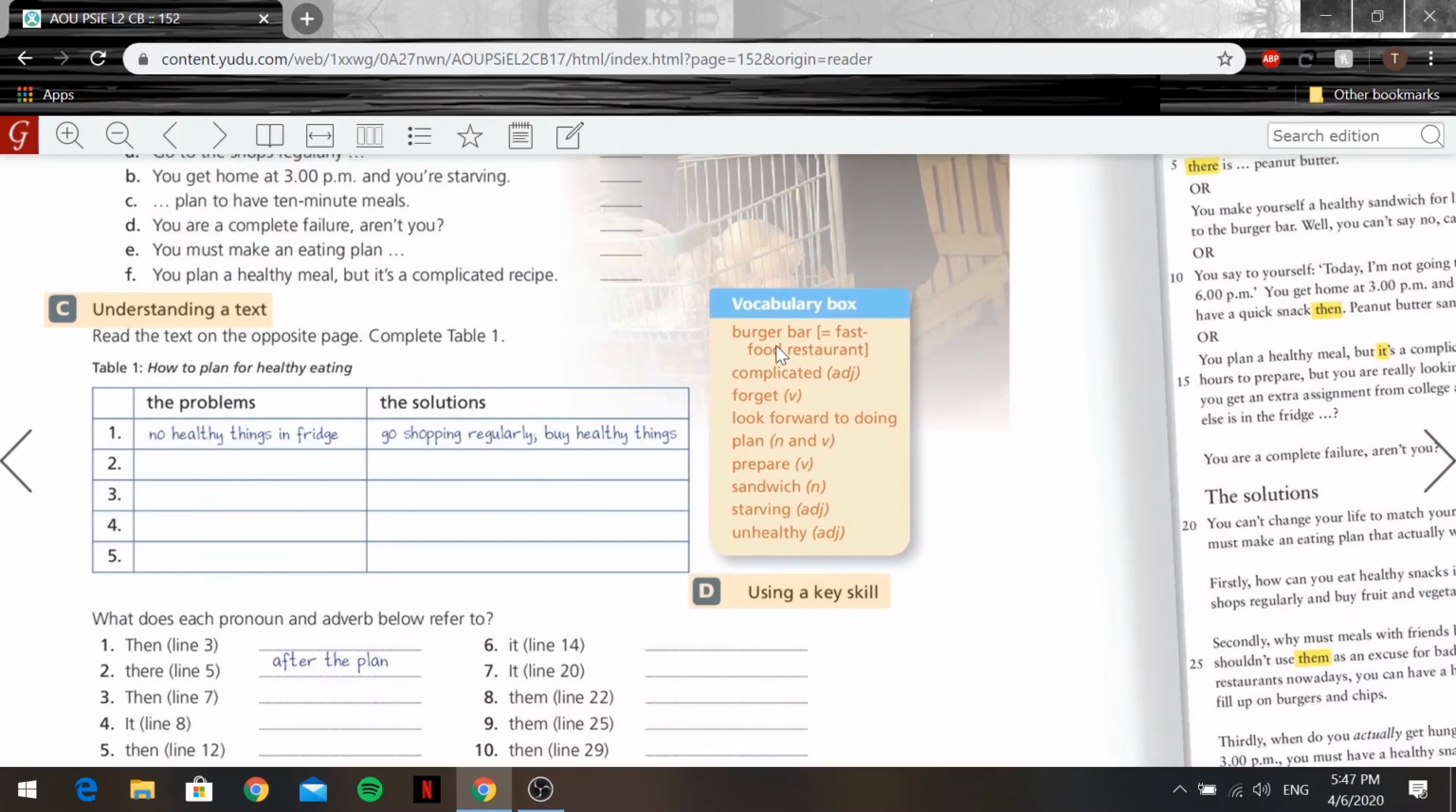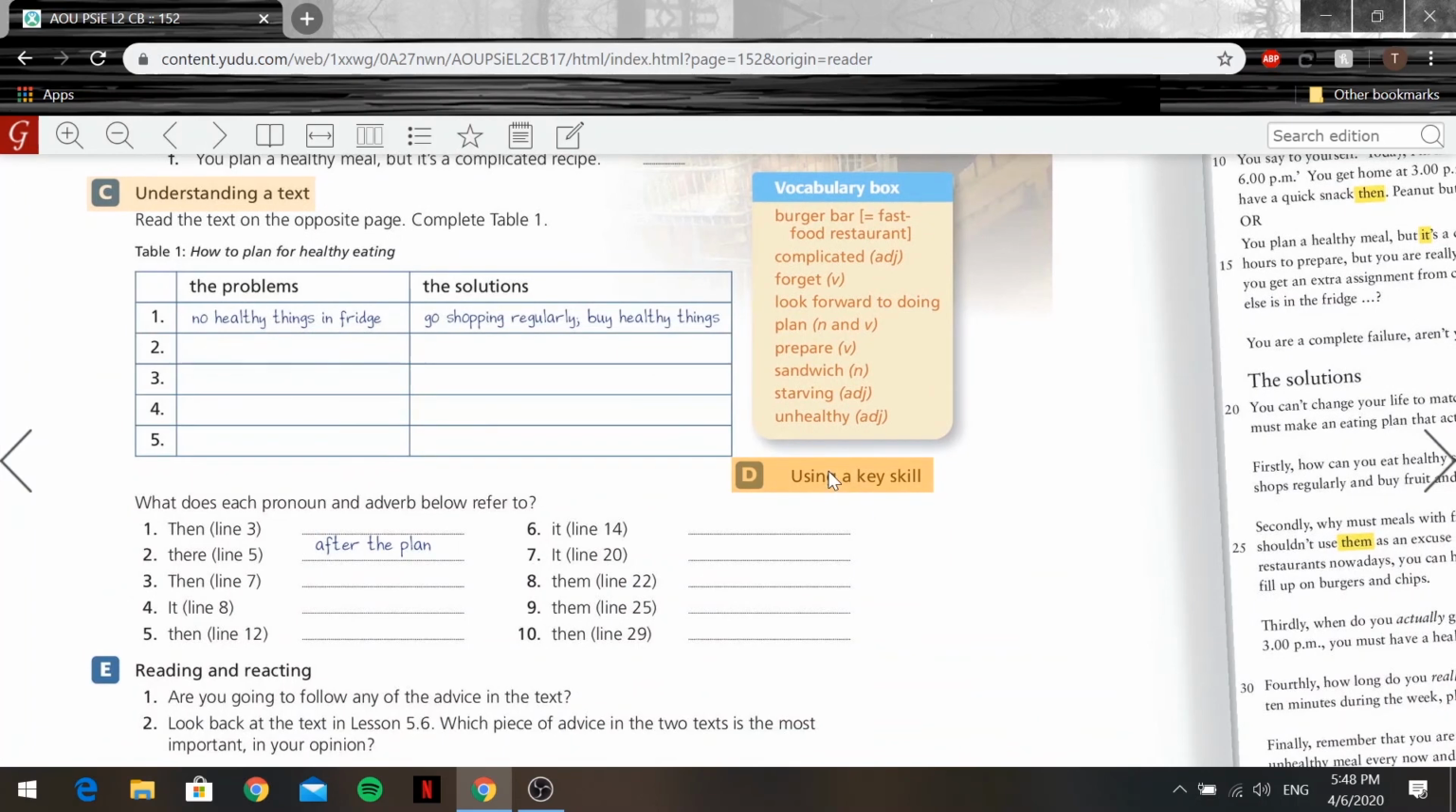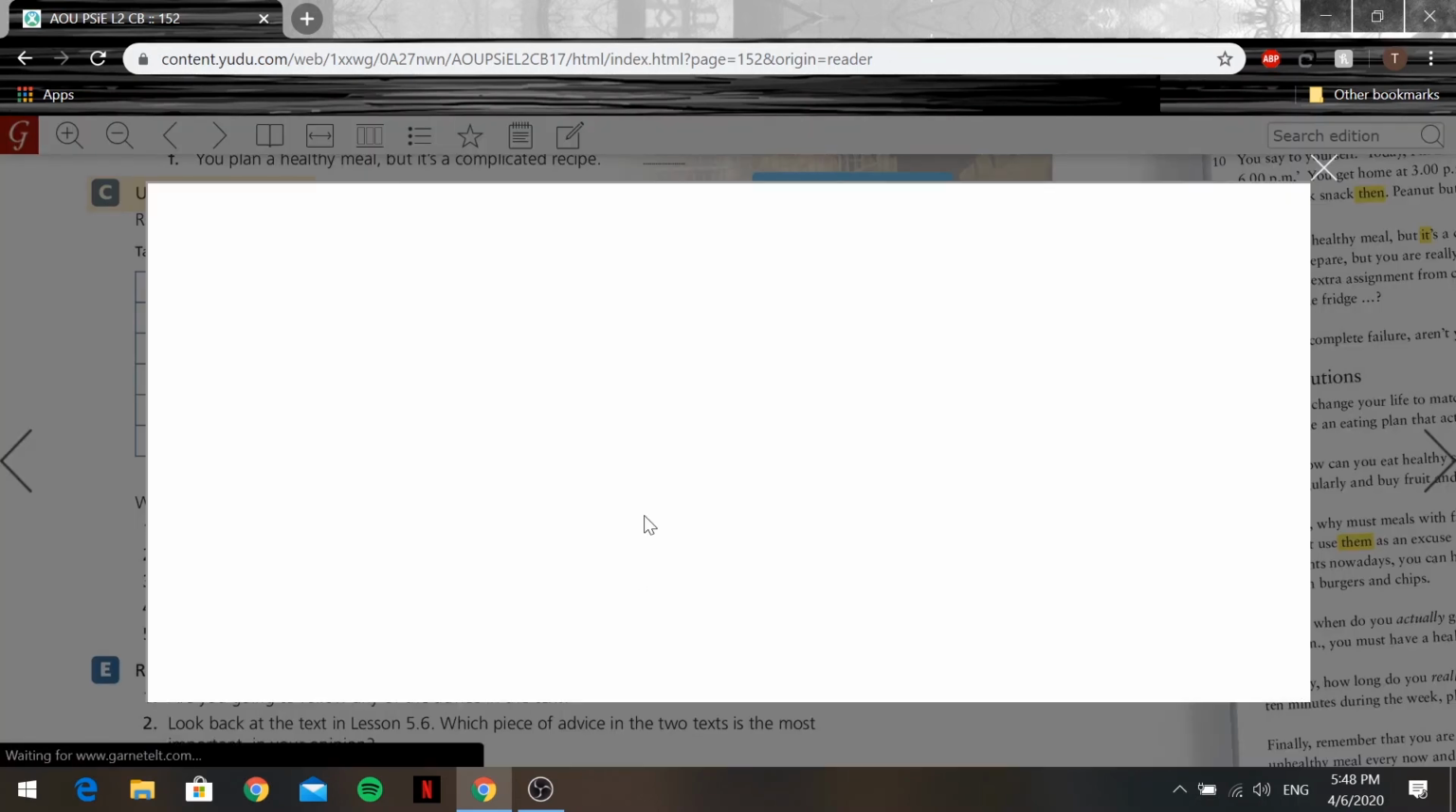Let's take a look at the vocab box. Here we have Burger Bar, basically a fast food restaurant. Complicated, forget, look forward to doing, plan, prepare, sandwich, starving, unhealthy. Okay, can I open this? I can, okay. Pretty interesting space here.